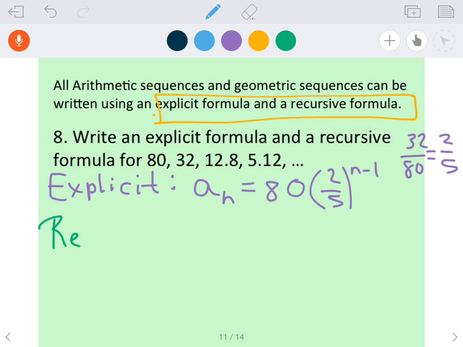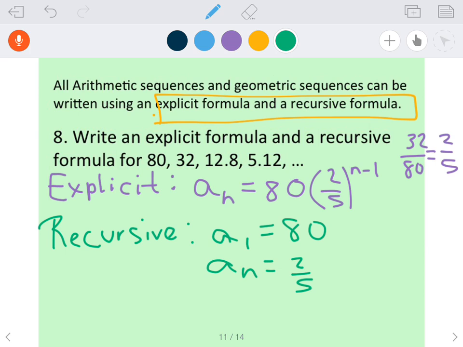The recursive formula would look like this. A sub 1 equals 80, meaning that's your first term, and then a sub n equals 2/5, which is what you're multiplying by, times a sub n minus 1.